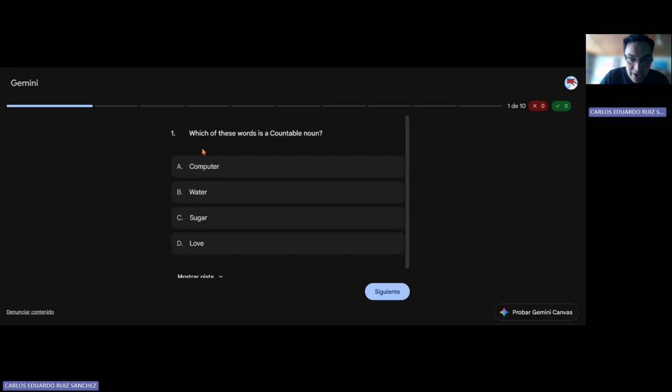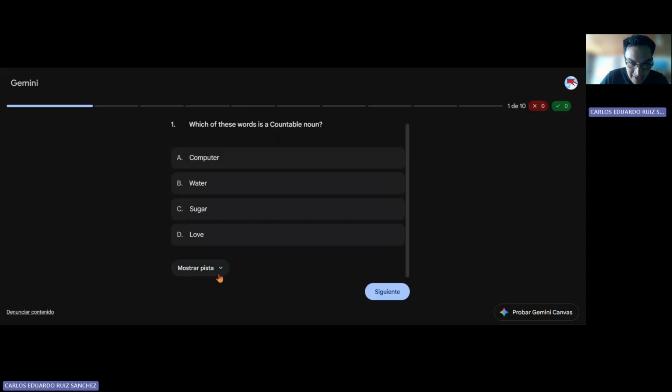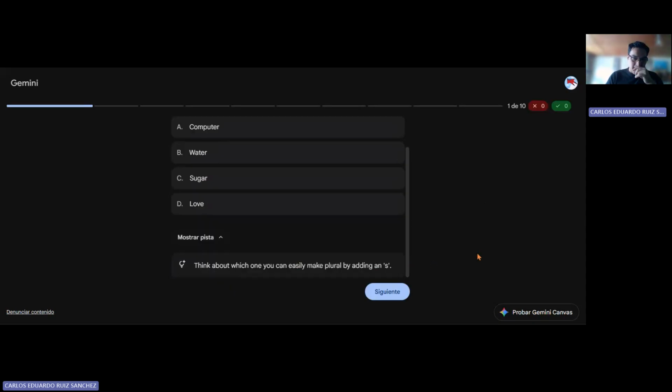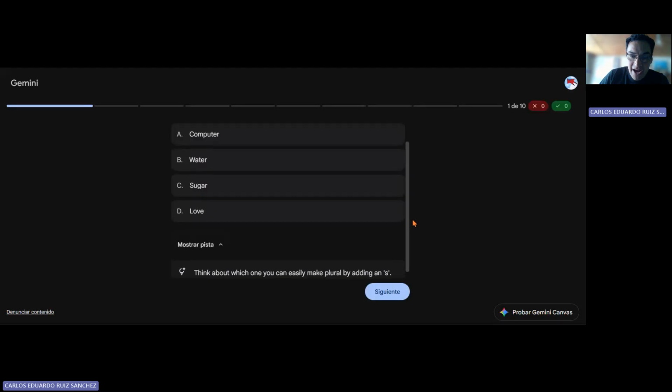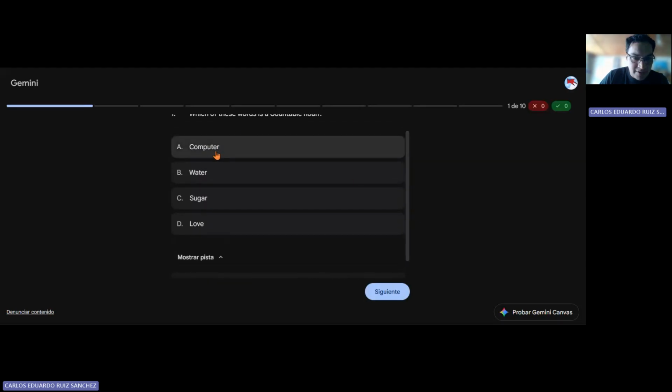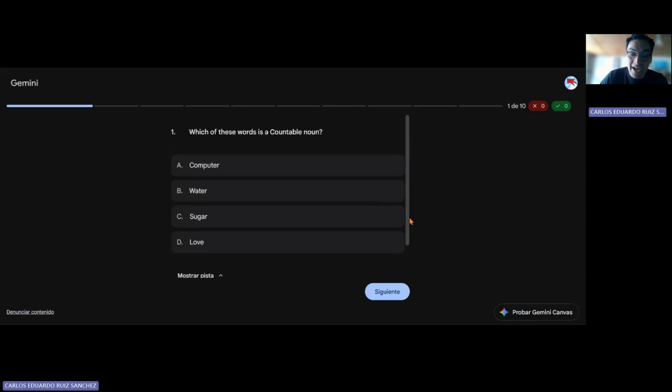So we got here: which of these words is a countable noun? Computer, water, sugar or love. And here below we got a clue. Aquí tenemos una pequeña pista. Think about which one you can easily make plural by adding an S. So what if I add an S here? Computers, waters, sugars, loves. That's a clue for you.